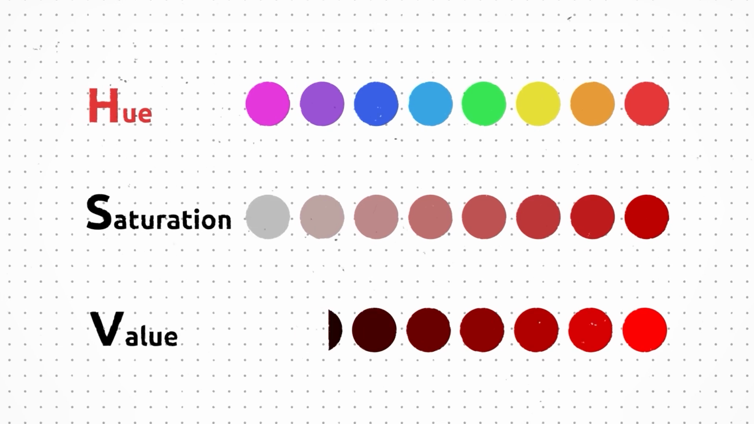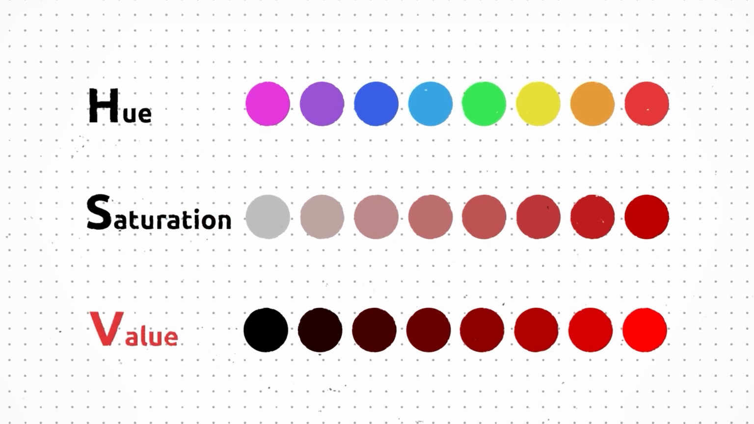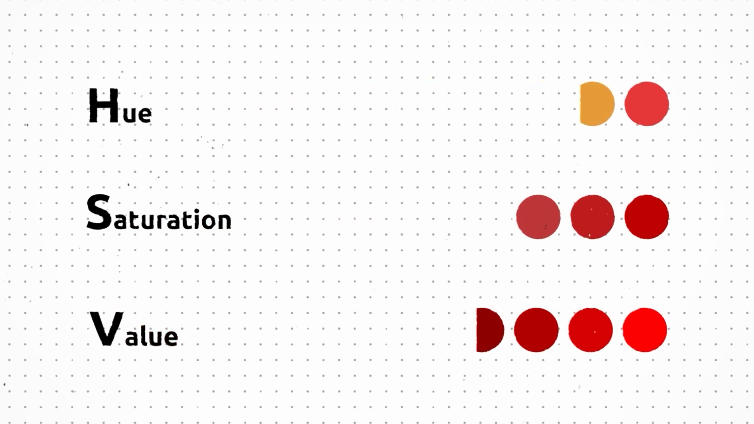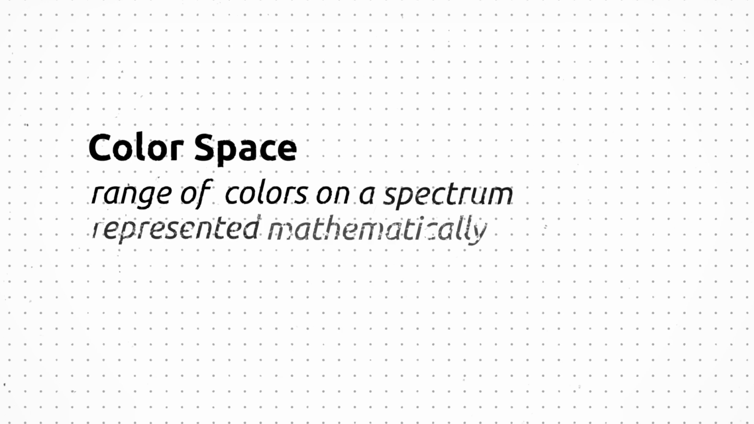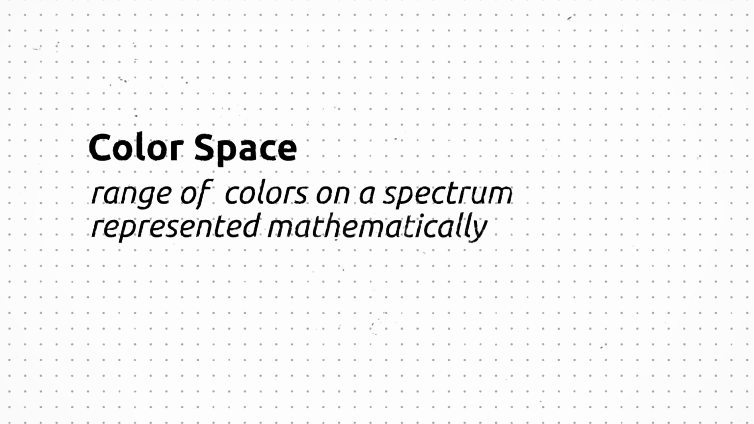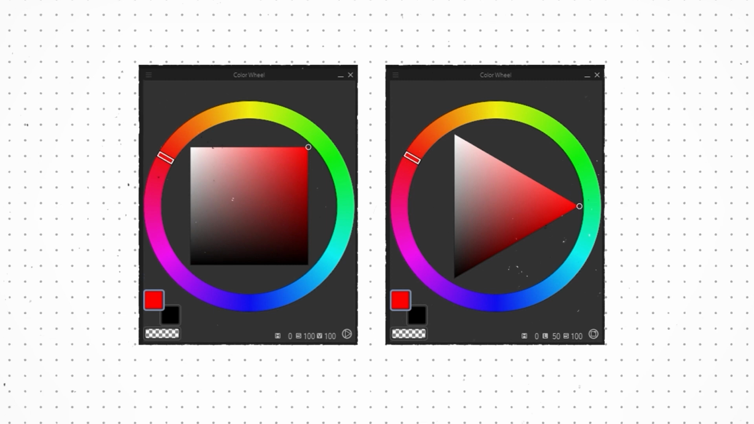Hue refers to the dominant family of colors that can be discerned as the colors of the rainbow, while saturation refers to the intensity of color, and value refers to the brightness or darkness of color. Together, they make the HSV color space. A color space is a range of colors on a spectrum represented mathematically. In digital painting, it can be described as the style how your colors will be represented in the software.